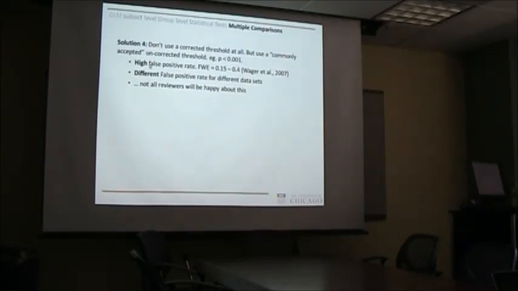The problem is you get a much higher false positive rate. There's a paper out showing that if you use this type of threshold, your family-wise error would be more in the range of 0.15 to 0.4, which is important to realize, right? So if you're applying a threshold like this, you might actually not be testing at a level of 0.05, but at a corrected level of 0.4, right?